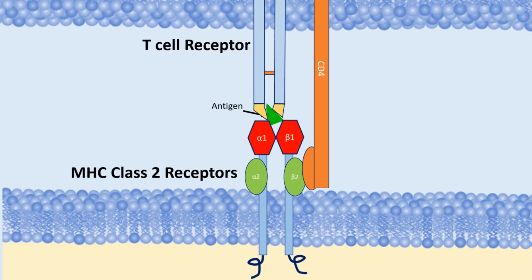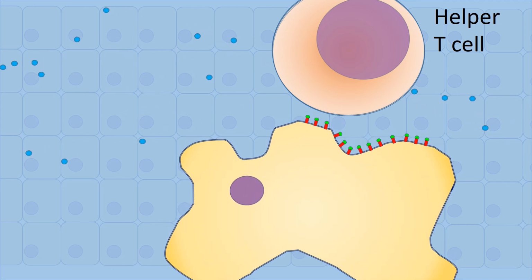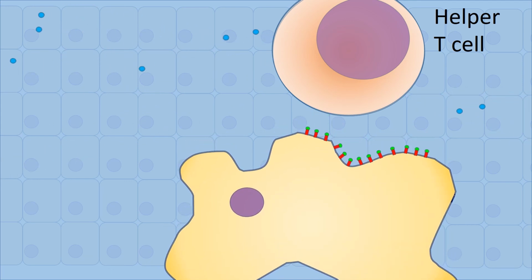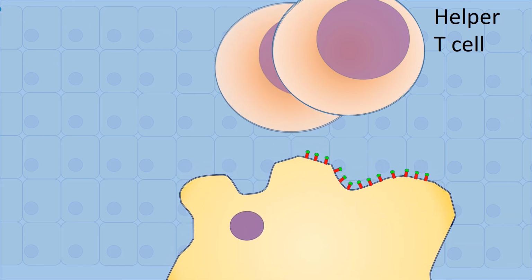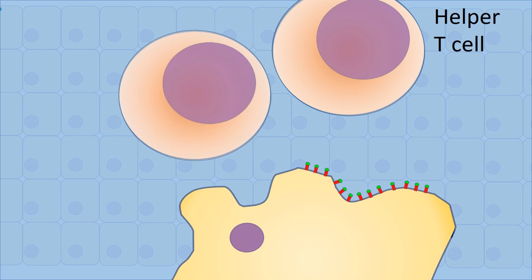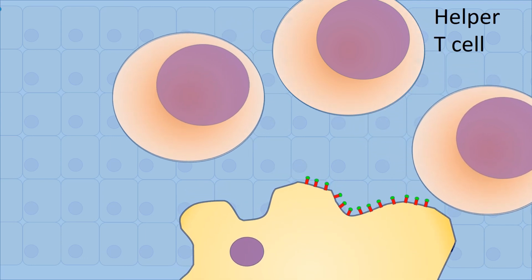As the macrophage presents its MHC2, the helper T cell will then release cytokines to proliferate its own growth. The activation of helper T cells initiates the acquired immune response.